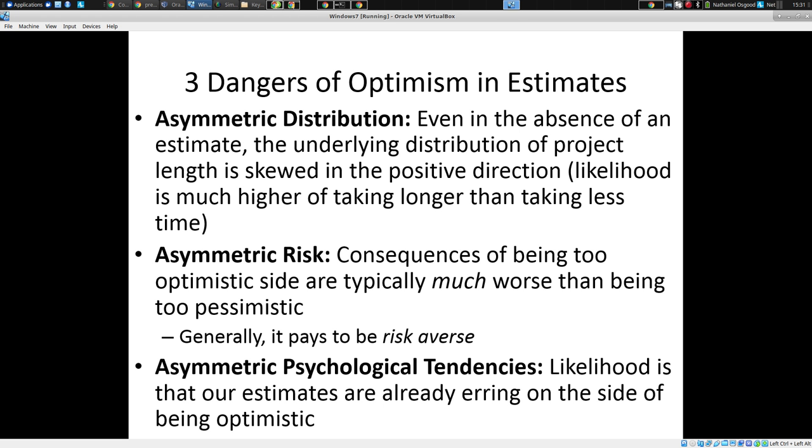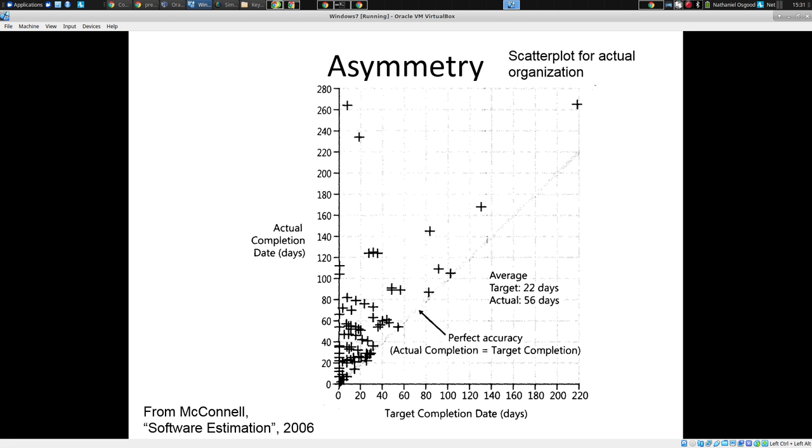And finally, there are psychological tendencies. And there are powerful psychological tendencies that Mason referred to, actually, erring on the side of being optimistic. So here's an asymmetry. This is from a rail company. Project line. Days for the target completion date on the x-axis. This is the target. This is what they're shooting for. Not actually an estimate, but it's a target. So it's less of a commitment.